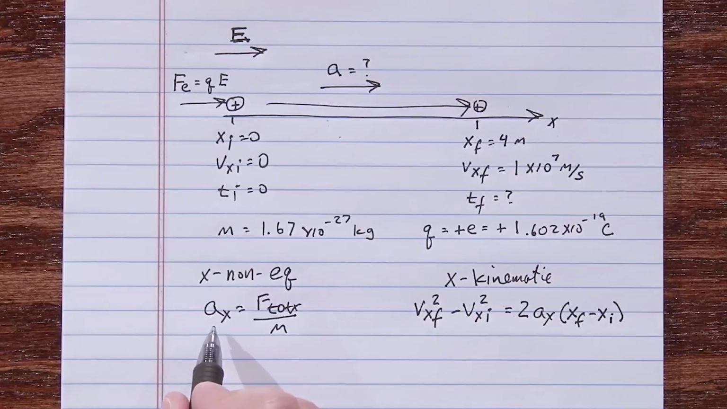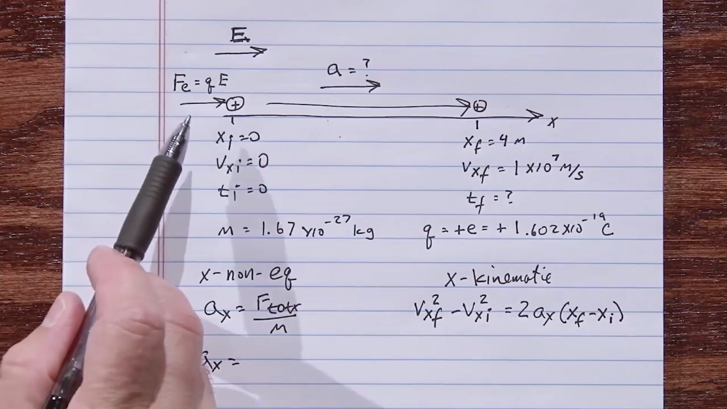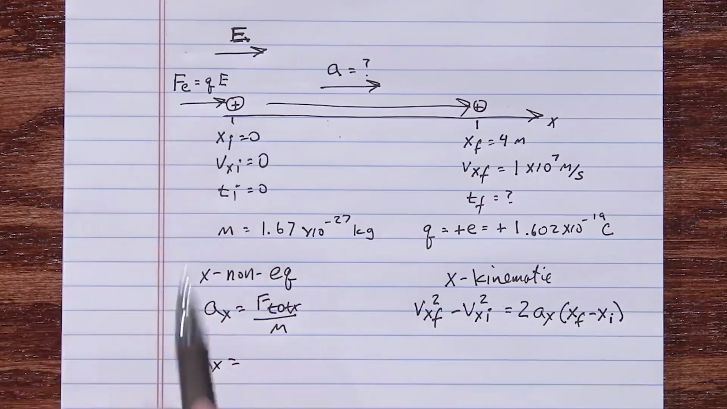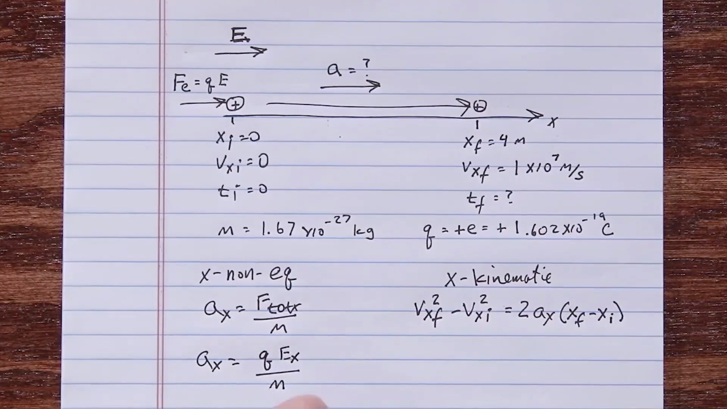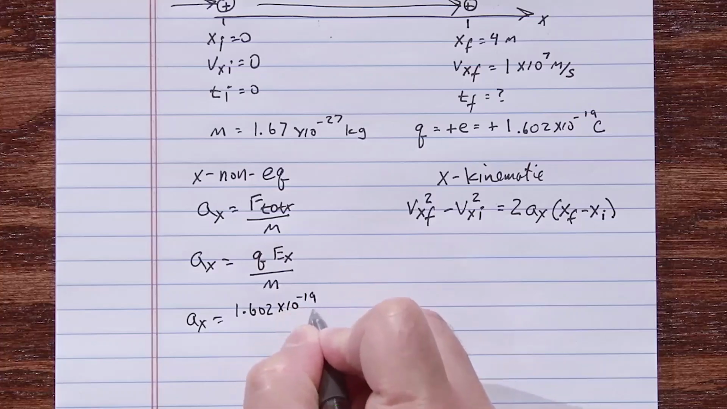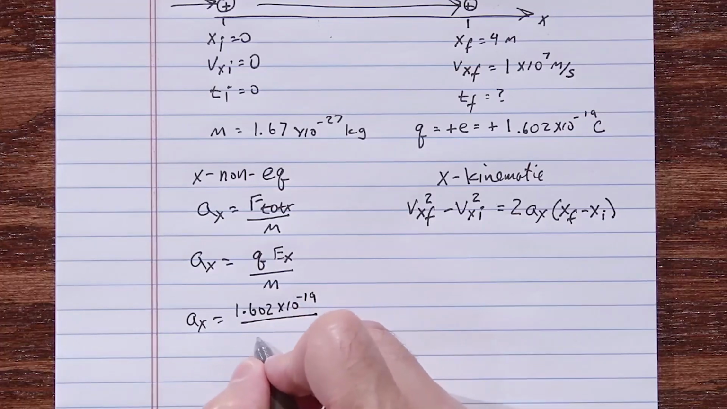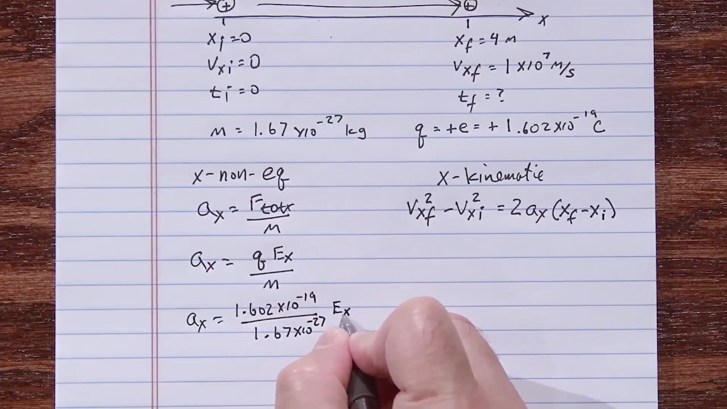Well, we don't know ax. So ax is equal to the total force in the x direction. Well, there's only one force in the x direction, and that is the electric force. So the electric force in the x direction would be charge times Ex, the electric field in the x direction, divided by mass, or ax is equal to charge, which is 1.602 times 10 to the minus 19, divided by the mass of 1.67 times 10 to the minus 27, times Ex.